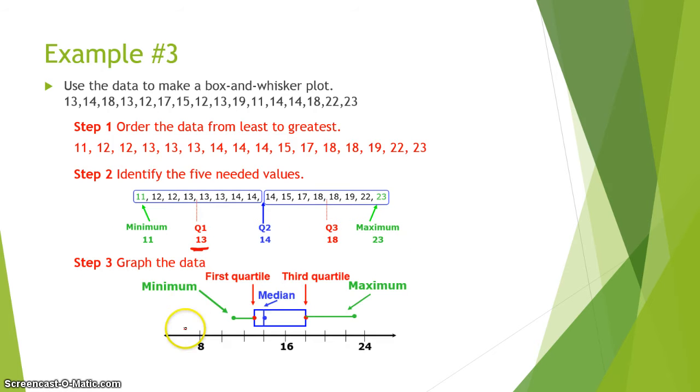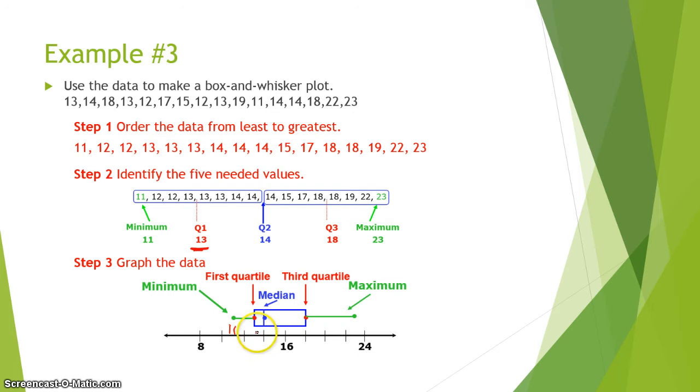To do that, we create a number line. Here I started at 8, and they went by 2s here. So 8, 10, 12, 14, 16, 18, and so on and so forth. We plot our minimum value, which is 11, about right here on the number line. So there's my minimum, that's 11.